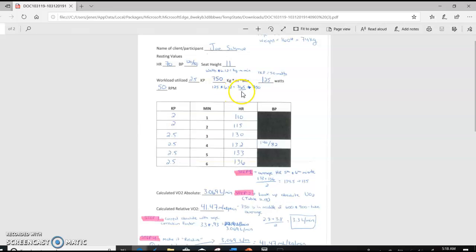Okay, so when you are converting watts into kilogram meters per minute, you get pretty close to one of those 150 marks. So what I mean by that is it's either 600, 750, 900, it could be 450, it could be 300, but it's always within like 15, 20 of one of those. So you're going to round it to whichever one it is closest to. Okay, so in this case, 125 times 6.12 equals 765. Okay, so that means that we rounded it to 750, and I put 750 up here.